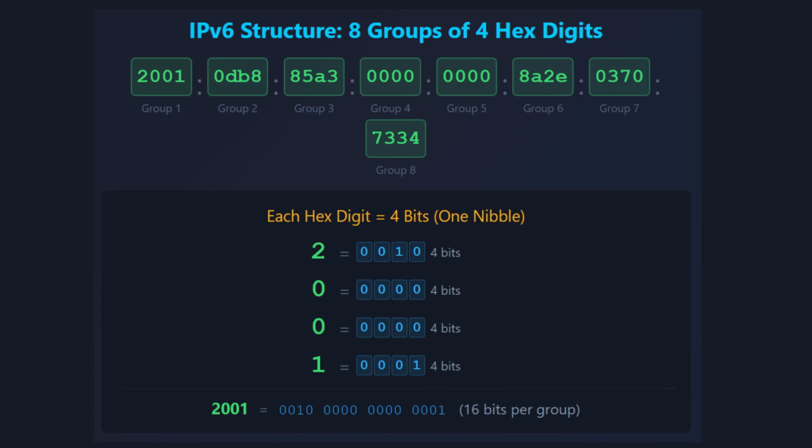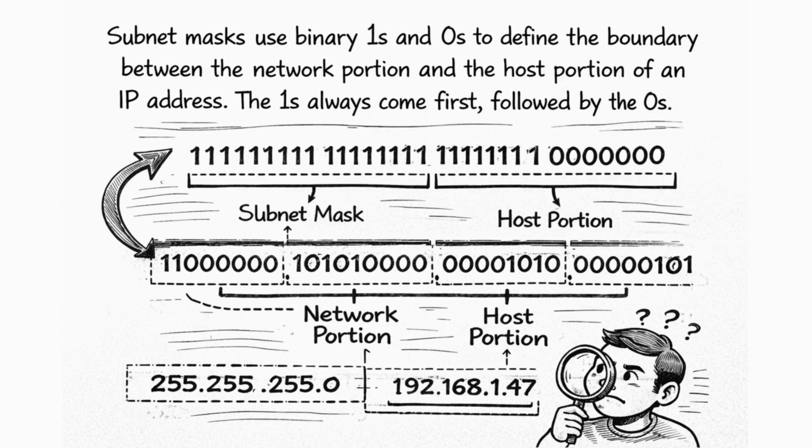So for just a quick summary, IPv4 addresses are 32-bit binary numbers displayed in dotted decimal format for human readability. Each of the 4 octets represents 8 bits and can have values from 0 to 255. Subnet masks use binary ones and zeros to define the boundary between the network portion and the host portion of an IP address. The ones always come first, followed by the zeros. And CIDR notation provides a shorthand way to express the subnet masks by indicating how many bits are used for the network portion. A /24 network has 24 network bits and 8 host bits. So whatever is after that slash, you just subtract that from 32 to know how many host bits there are.